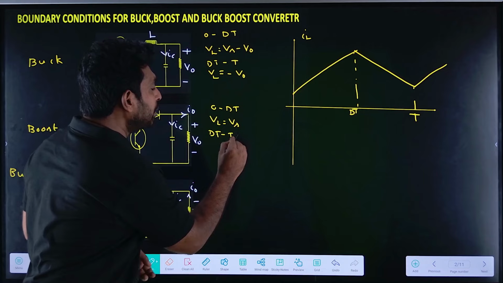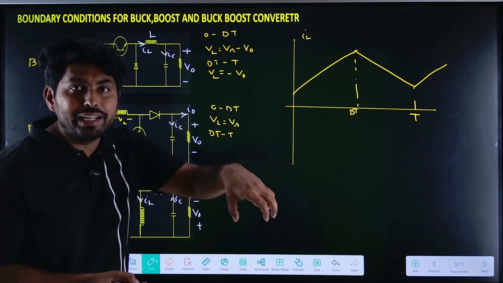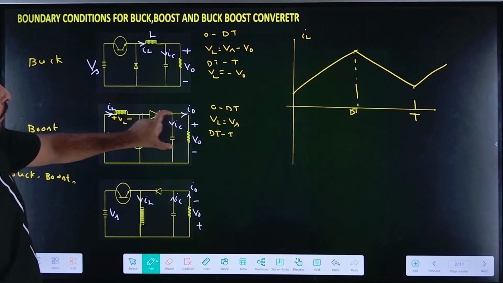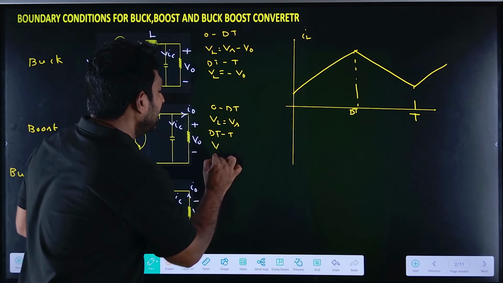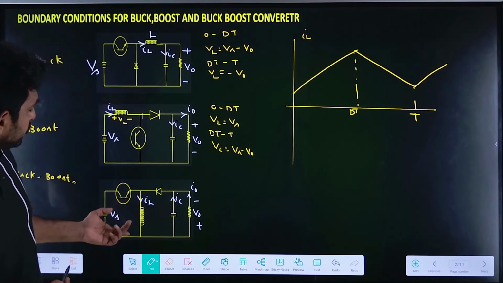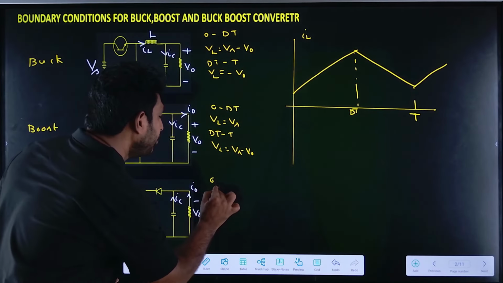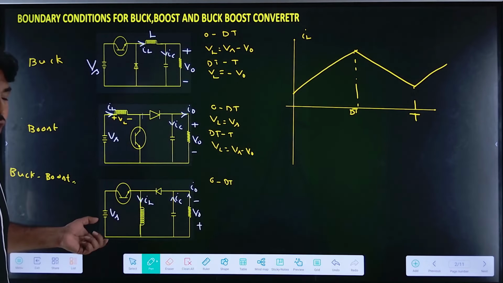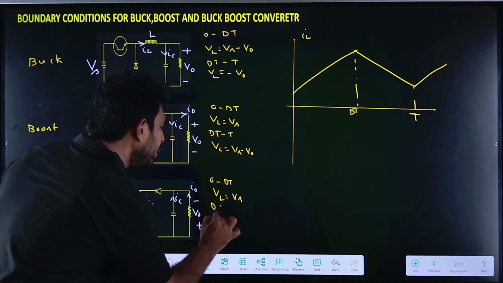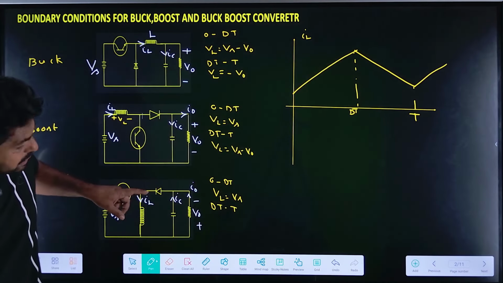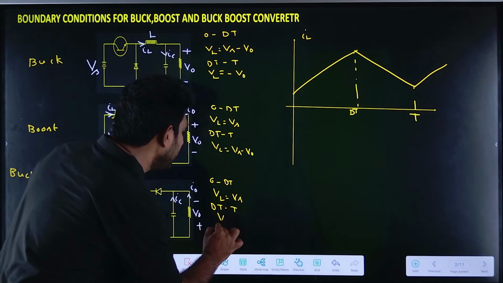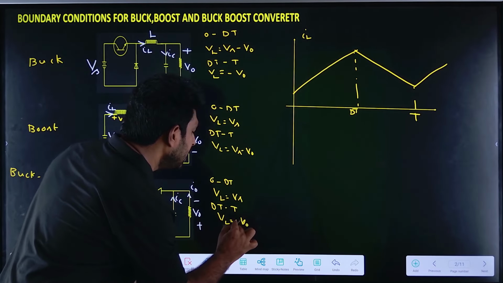During the off time of the switch, the diode is on and the switch is off. So what is the VL? VL equals Vs minus V0. Now let us see the buck boost converter. During the 0 to dT period, VL equals Vs. During the dT to T period, the switch is off and the diode is on, so VL equals minus V0.